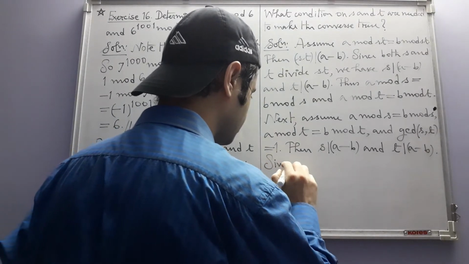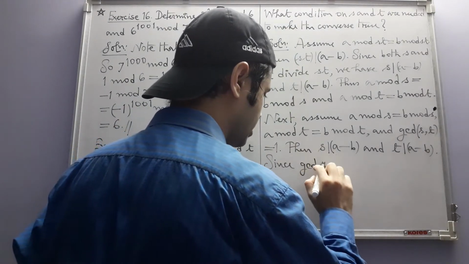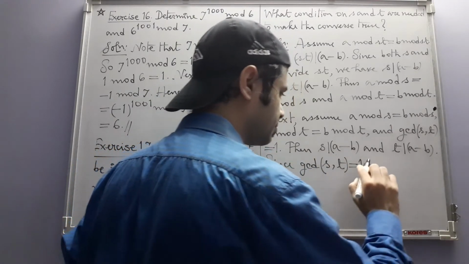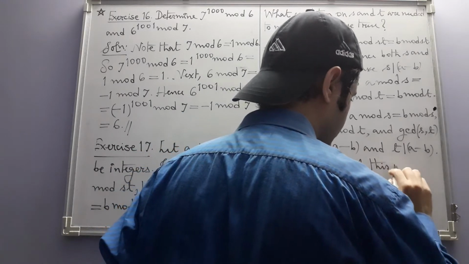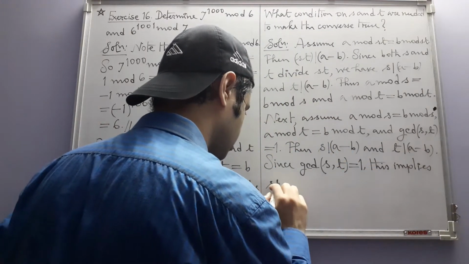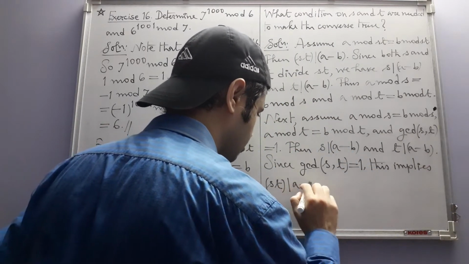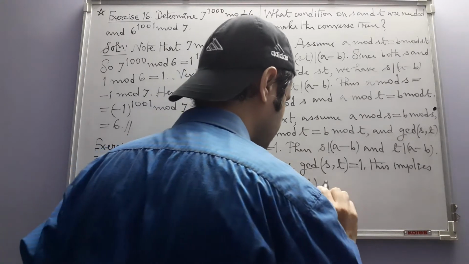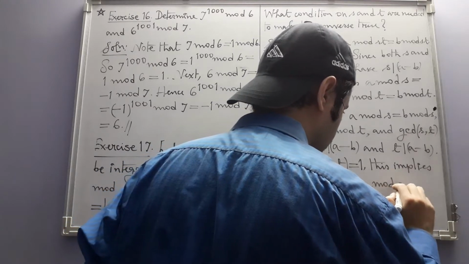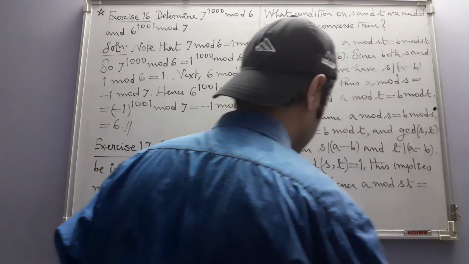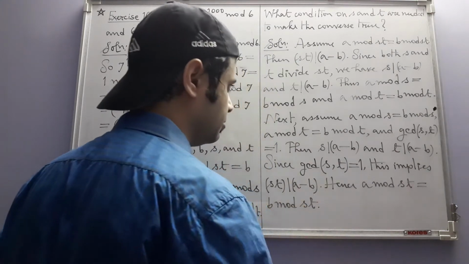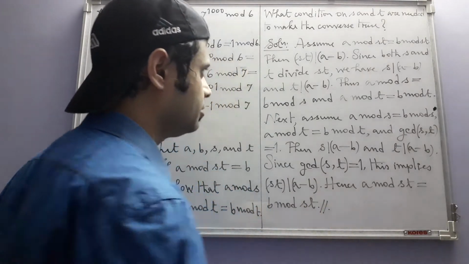Since S and T are relatively prime, this implies ST divides A minus B. Hence, A mod ST is equal to B mod ST, and this completes the current solution.